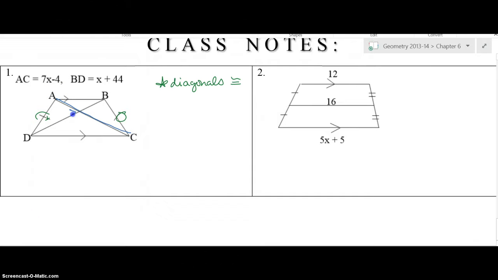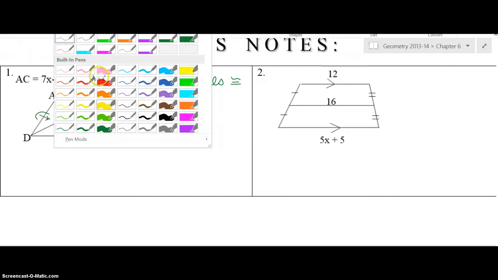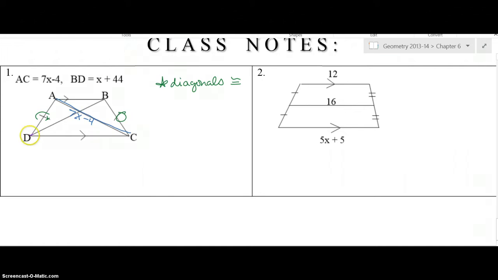is 7x minus 4. And they tell us that BD is x plus 44. So we're talking about the diagonals here. And what we just said was that the diagonals are congruent, which means their measures are equal. So we will take those and set them equal to each other.